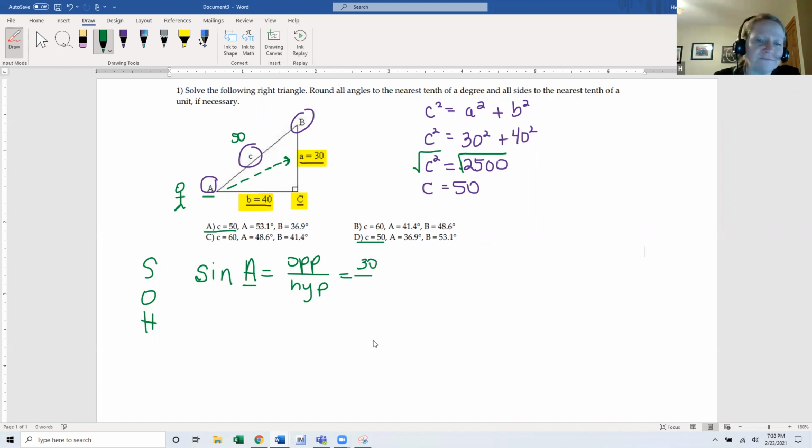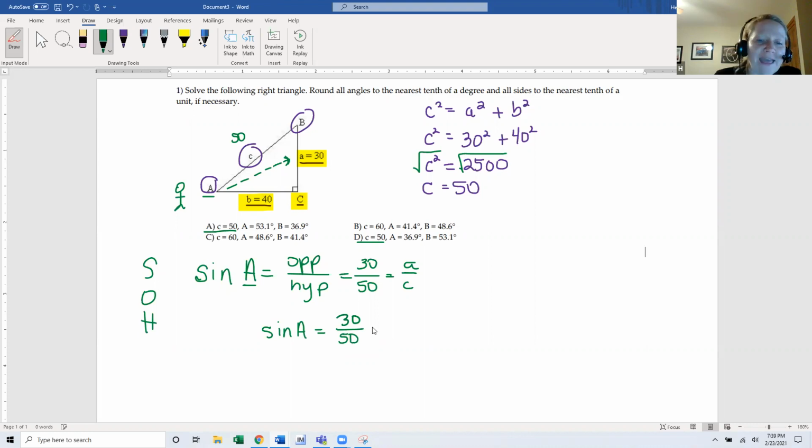What's the hypotenuse? Little b. No, what's the hypotenuse? C. Oh, C. And what's the value? We solved for it. What was it? 50. So we plug 50 in here. So just to be clear, this is little a over little c, right? Yeah. Okay, so what we have now is sine A is equal to 30 over 50.